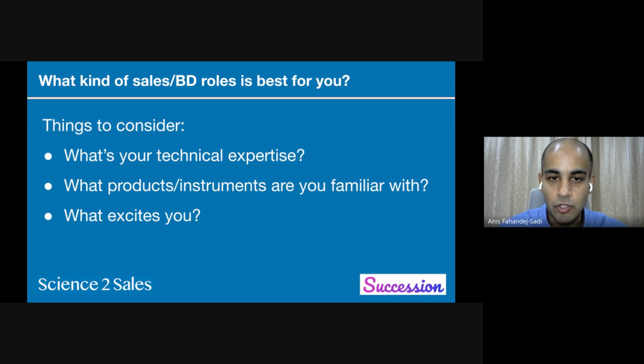Same thing with larger pieces of equipment. From my experience, I'm from a chemistry background, so if you have experience with NMR or gas chromatography or LCMS, liquid chromatography, mass spectrometry, those sorts of big capital equipment purchases, you would also be a good fit to sell. And the last one is probably the most important, honestly, is what excites you.